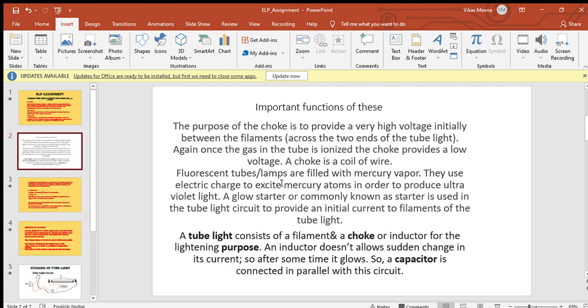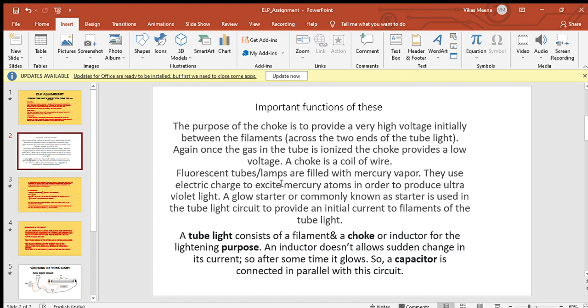Initially, the purpose of the choke is to provide a very high voltage in between the filaments across the two ends of the tube light. But once the gas in the tube gets ionized, the choke then provides a very low voltage. So the choke is basically a combination of an inductor and a resistor.